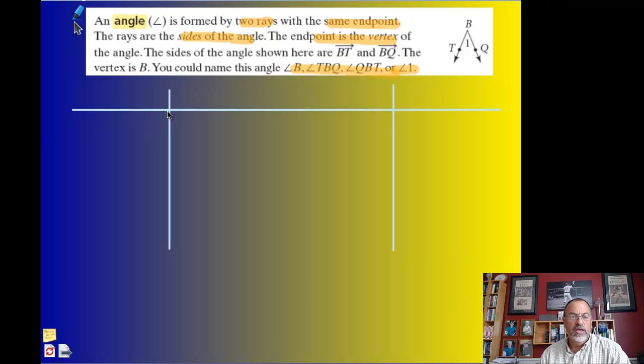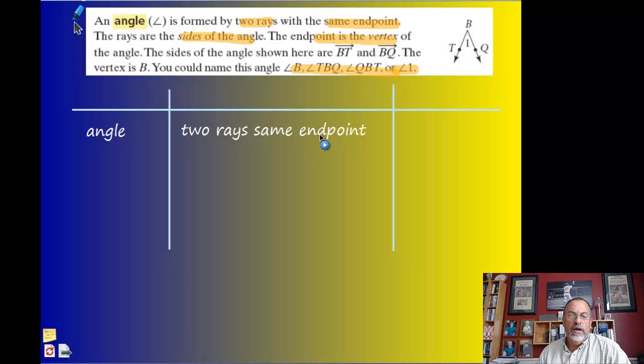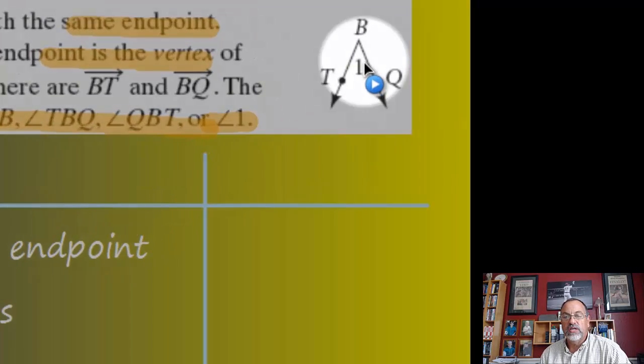Okay, so the key points here about an angle are: number 1, it has 2 rays with the same endpoint. Secret question, I'd like you to answer this in your notes. What other rays have we had this year that share the same endpoint? Okay, so go ahead and answer that question.